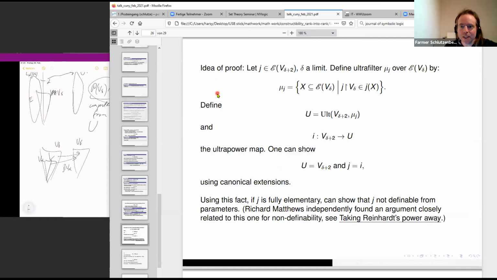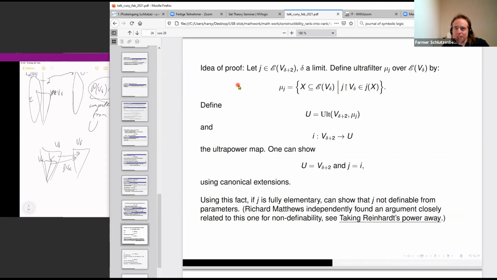Okay, the idea of the proof now. Am I out of time now? You can still go on a little bit. Okay, I'll try to do it quickly because I'm getting toward the end.